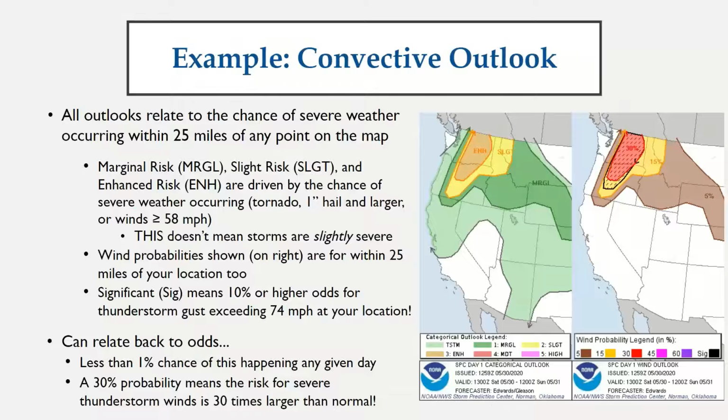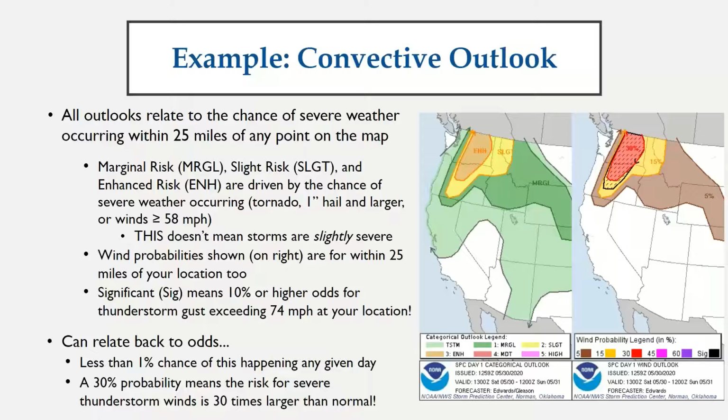Next slide. So, Larry and Mark, I think, showed this event. This is that May 30th severe thunderstorm weather event we had, and this is a probabilistic forecast. On this map, all outlooks relate to the chance of severe weather occurring within 25 miles of any point on the map. What that means is it tells you the probability of a severe weather event: 1-inch hail or larger, thunderstorm winds of 58 miles per hour or greater, or a tornado. On the right side, you can see a wind probability legend.